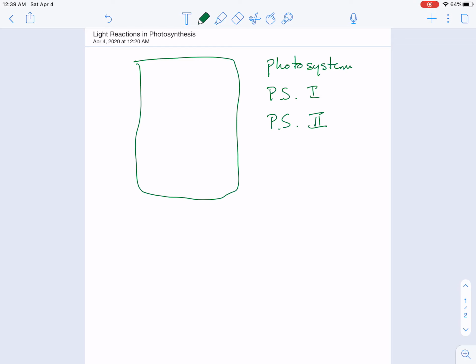How they occur in the electron transport chain, though, guess who comes first? Yes, it's Photosystem 2, and that confuses a lot of students. But anyway, it's a complex structure. There are proteins, probably about 17 or 18 proteins in it, and we've got lots of pigments.